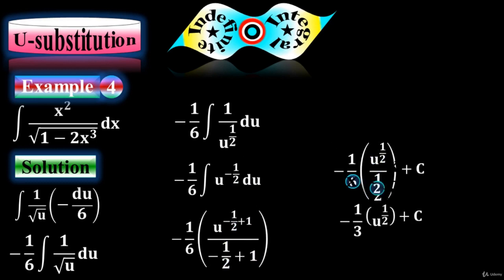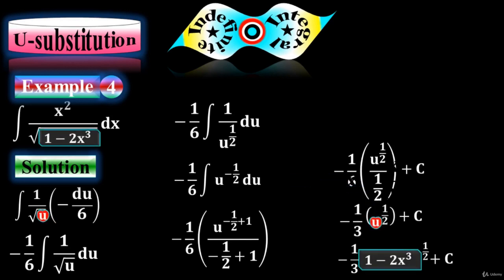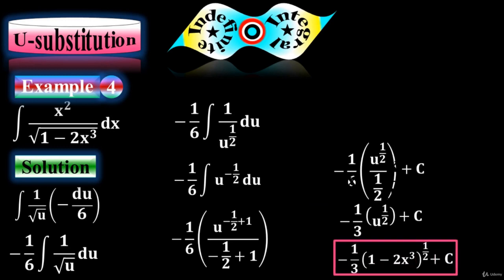Divide 6 by 2 to get 3. And here is the final answer: minus 1 over 3 times u to the 1 over 2 plus c. But remember, we have to substitute back the value of u, which is 1 minus 2x cubed. Here is the final answer.